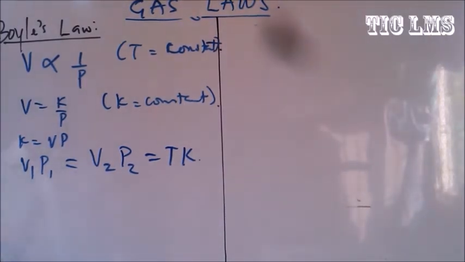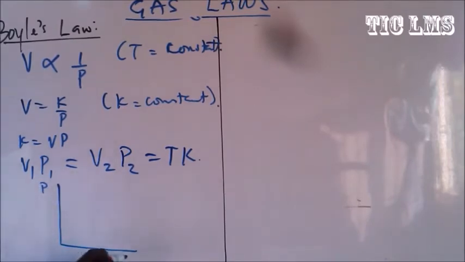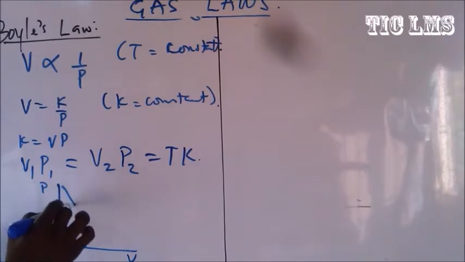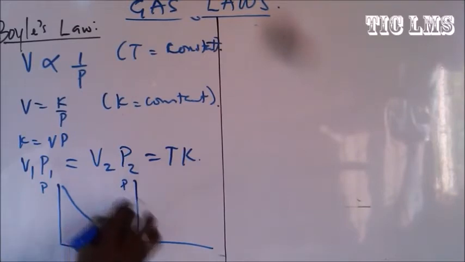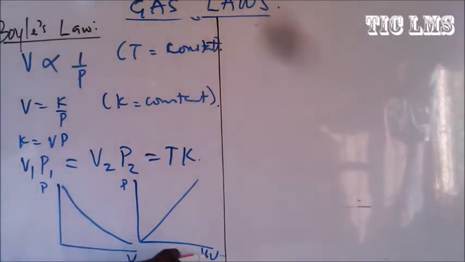Boyle's law is graphically represented when we have pressure here and volume here. Because they are inversely proportional, as pressure reduces, volume increases. And if we plot the graph with pressure P and the inverse of V, we will note that we have a straight line graph such as this. Now let us solve questions under Boyle's law.